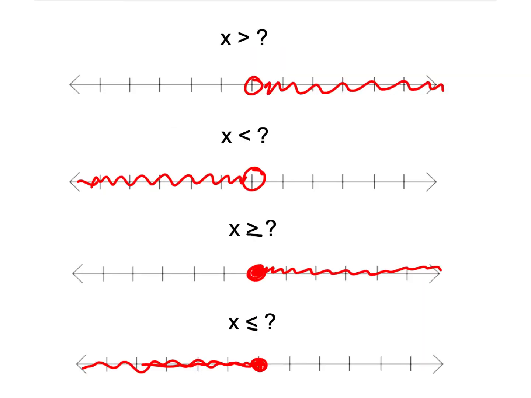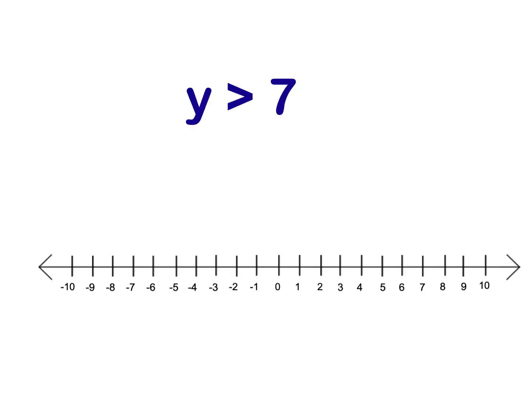So just to clarify, here's something that you can put in your notebooks just to make sure that you see it. Greater than is open and to the right. Less than is open and to the left. Sorry, my fault. Greater than or equal to, again, the circle is closed and it goes to the right. Less than or equal to, the circle is closed and it goes to the left. So drawing those pictures might help you remember which way to go as well. So let's do a couple more practices.